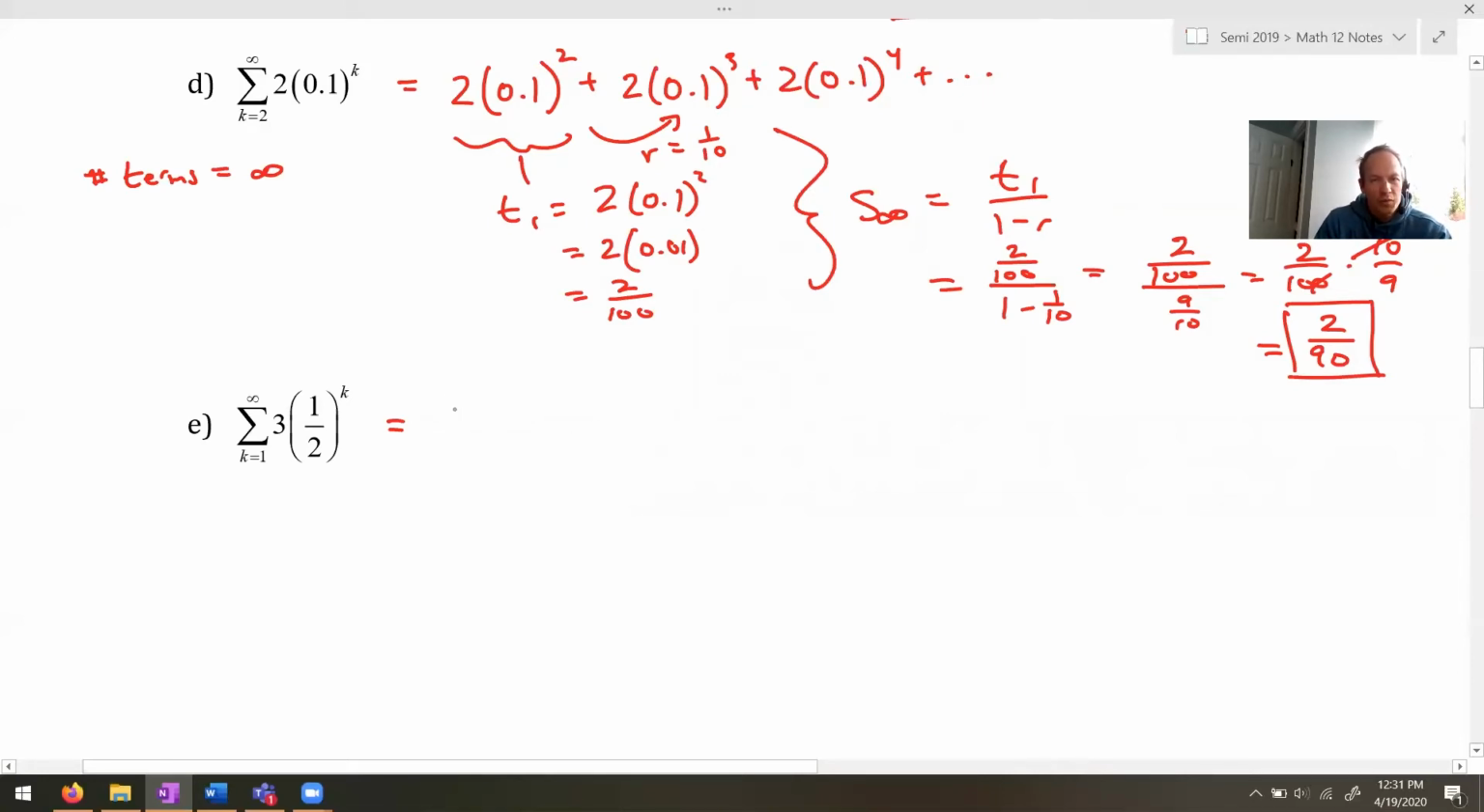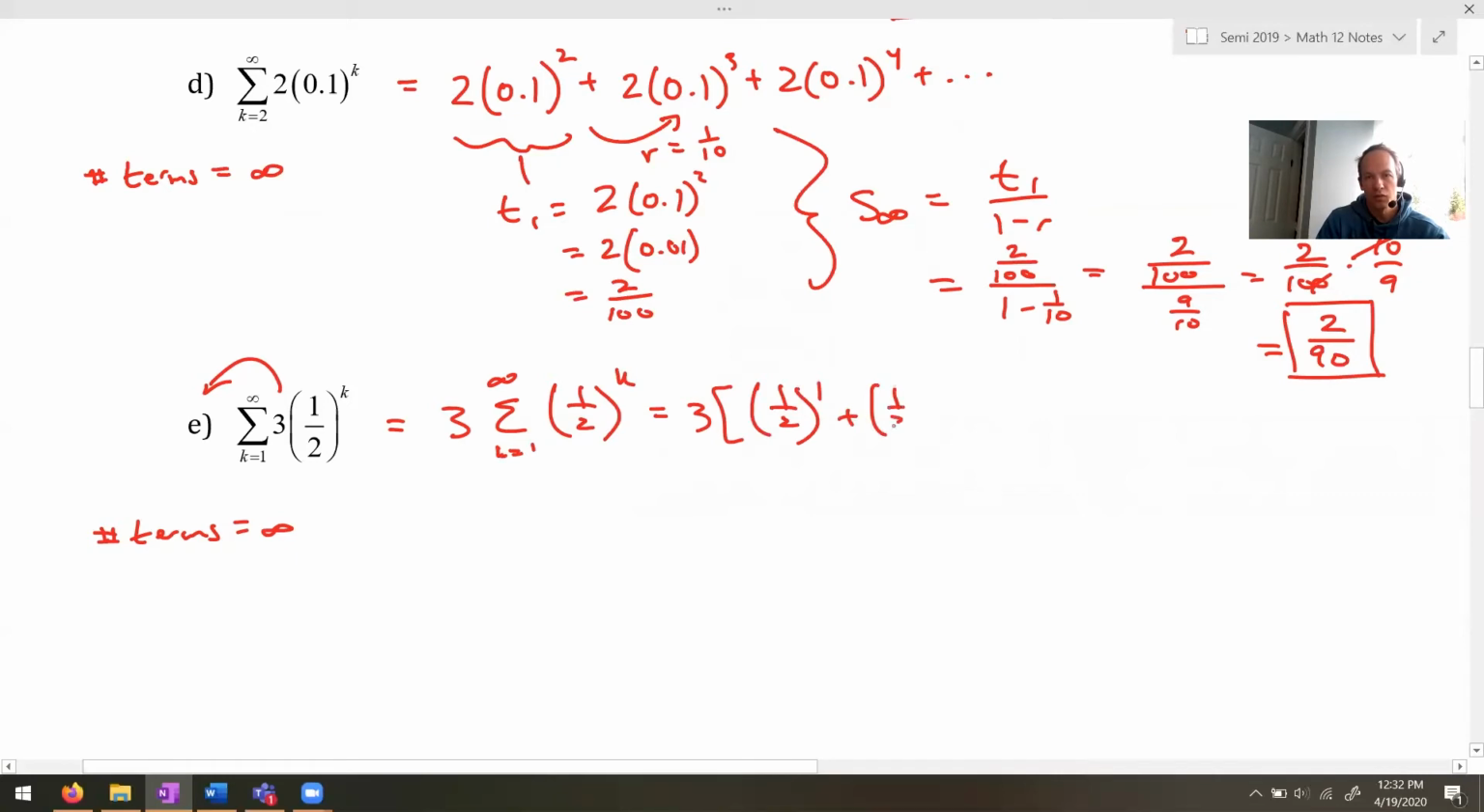So my first step would be to factor the 3 out, and then we'd have the sum from k equals 1 to infinity. I've been saying the number of terms the whole time, so let's just write it down. Number of terms equals infinity, and then we'd have 1 over 2 to the power of k. So this would be 3 times 1 over 2 to the 1 plus 1 over 2 squared, dot, dot, dot. Okay.